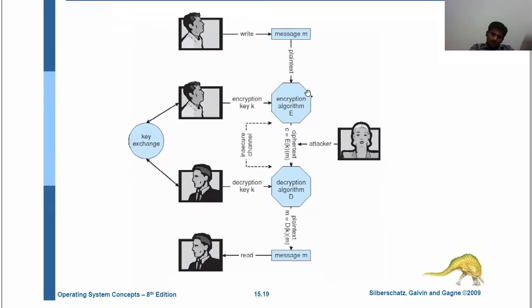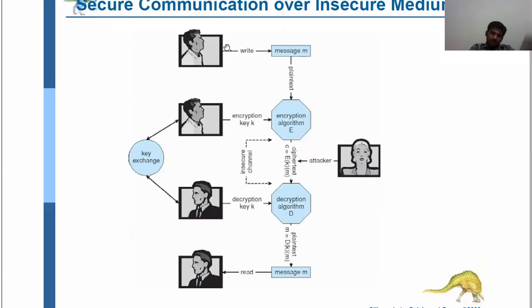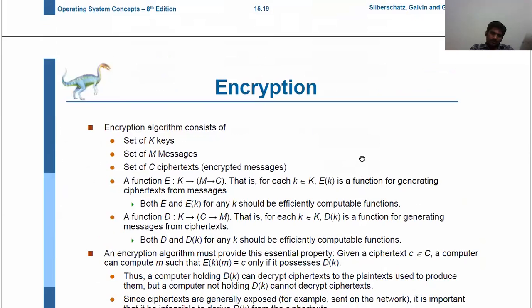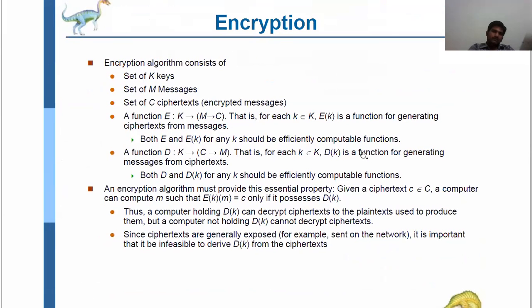So here you can see the picture. He writes the message and does the encryption with the key, and the key is shared with the other person, who does the decryption with the same key. Then, do you know what the concept of encryption is? An encryption algorithm has a set of secret keys, a set of messages, and a set of ciphertexts.